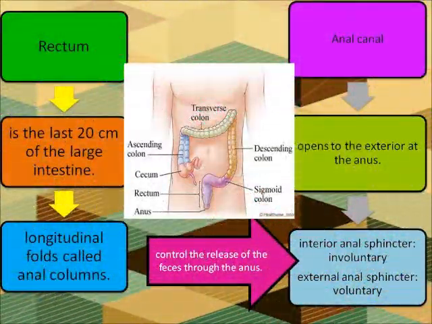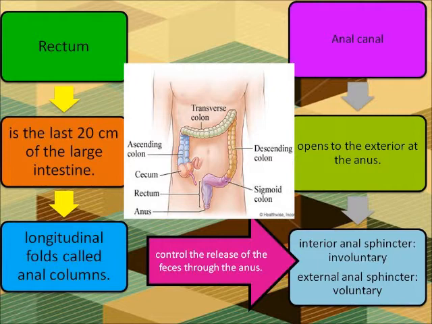The rectum is the last 20 centimeters of the large intestine. It has longitudinal folds called anal columns. The anal canal opens to the exterior at the anus. It has two sphincters: the internal anal sphincter, which is involuntary, and the external anal sphincter, which is voluntary. Both sphincters control the release of feces through the anus.